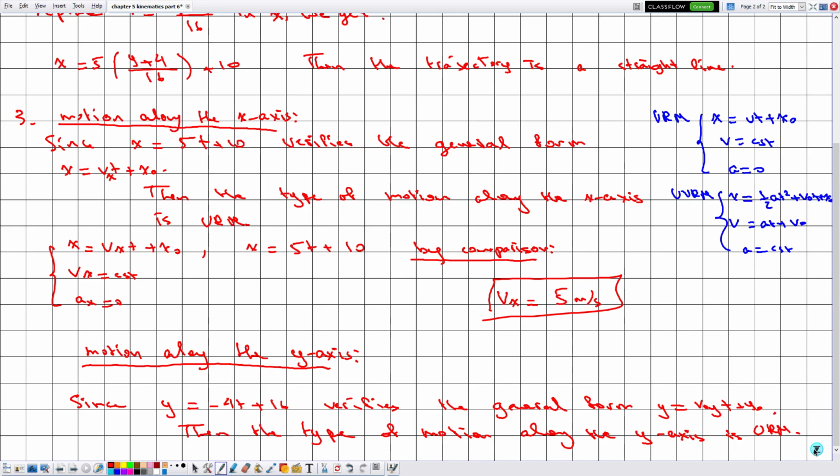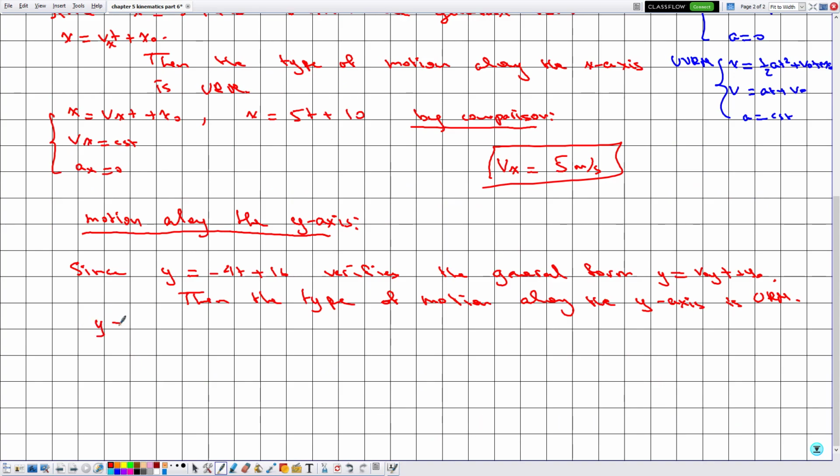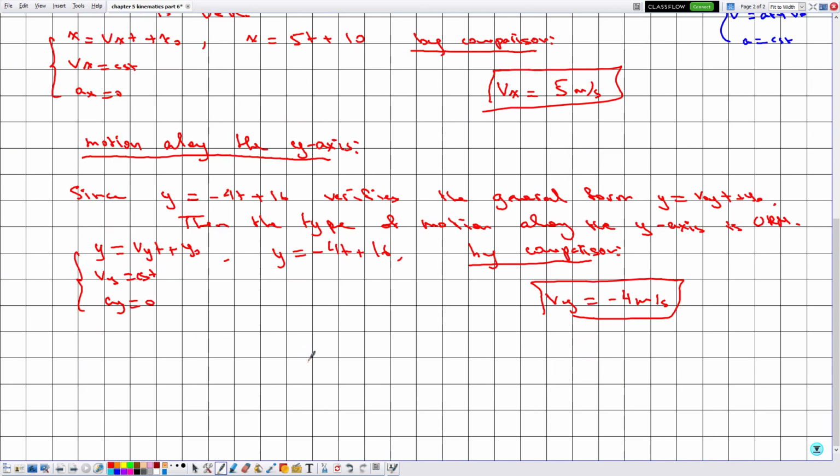URM, and by this now we can use the following equations that are given by y is equal to v0y t plus y0, vy is equal to a constant, and ay is equal to 0. Knowing that the given form is given by y is equal to 40 plus 16. So by comparison, we are interested in determining Vy in order to determine V. So Vy is equal to minus 4 meters per second, and eventually in this case the velocity vector V is time independent, and it's given by 5i minus 4j.